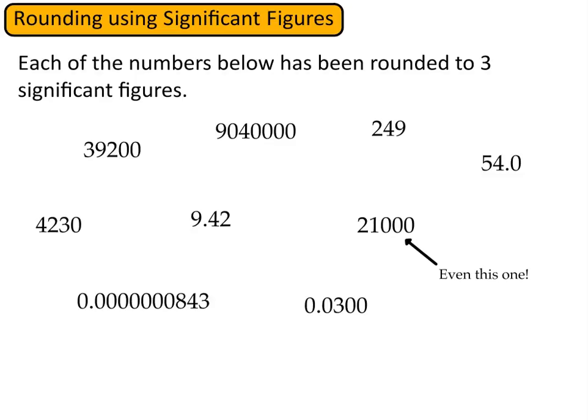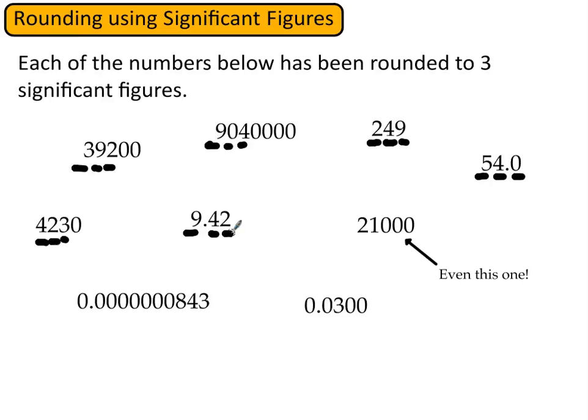Now we need to move on to significant figures, and this can be quite confusing. This is another way to round, particularly dealing with very, very big or very, very small numbers where decimal places or whole numbers or powers of 10 just isn't useful. Now, on this page, all of the numbers have been rounded to 3 significant figures, and I'm hoping you're going to be able to see a pattern going on here.